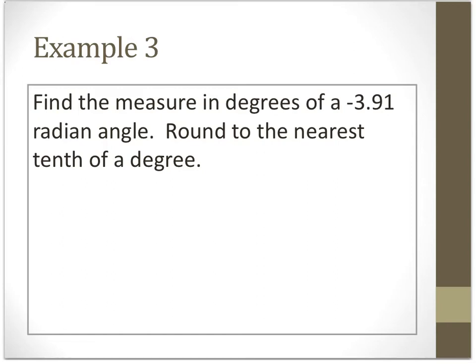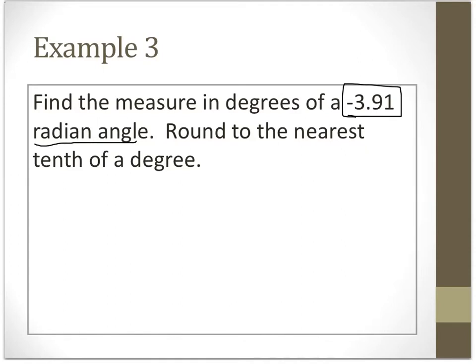Okay, so in this next video we have a couple more examples with converting from degrees to radians, radians to degrees. So if you notice here though, this one has this value. It says negative 3.91, but it says it's a radian angle. So even though there's no pi there, we can have it as a radian angle measurement. We're going to round it to the nearest tenth of a degree.